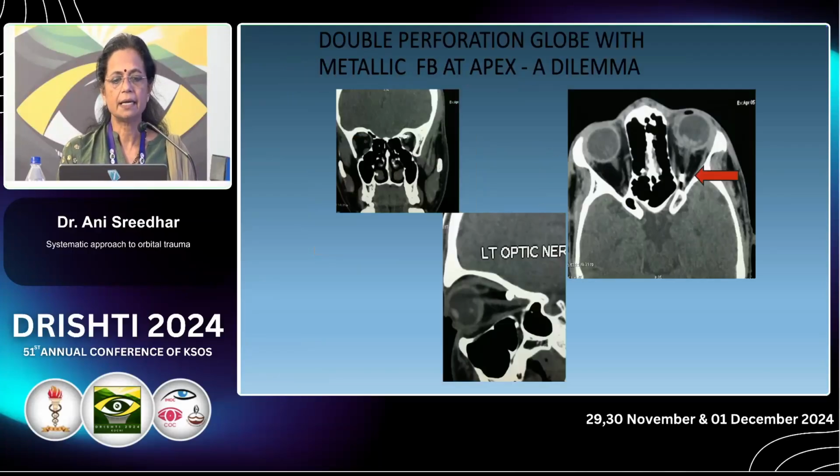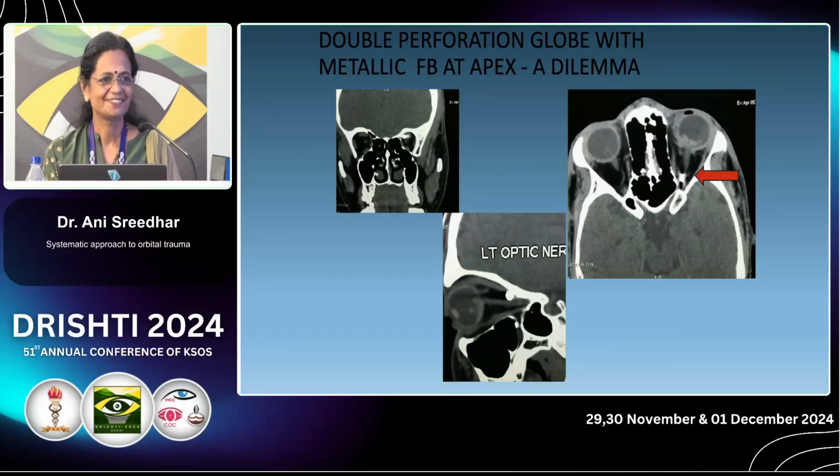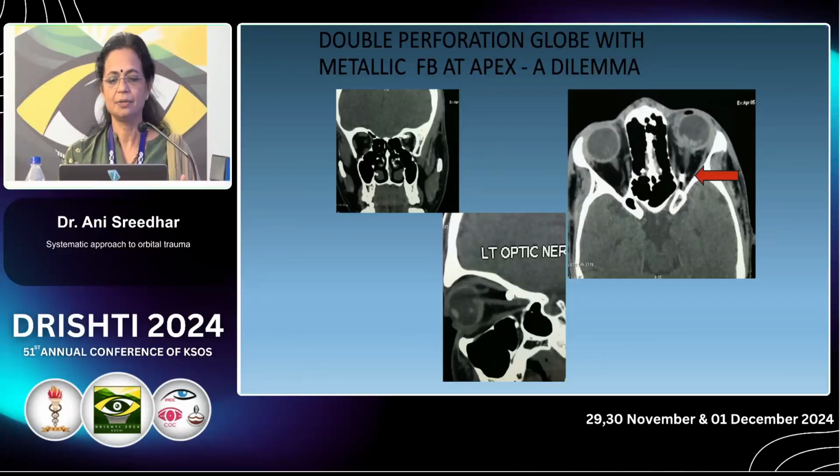This was again another dilemma. A metallic foreign body at the apex, double perforation. No need to do anything. No. I sent it to LVP when they started navigation, but they too didn't do anything.